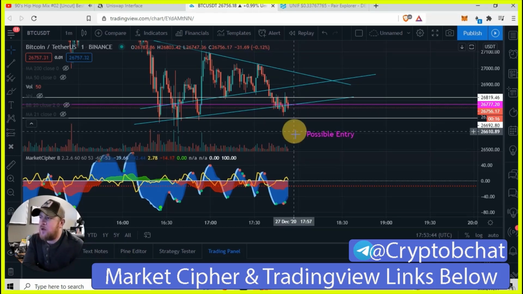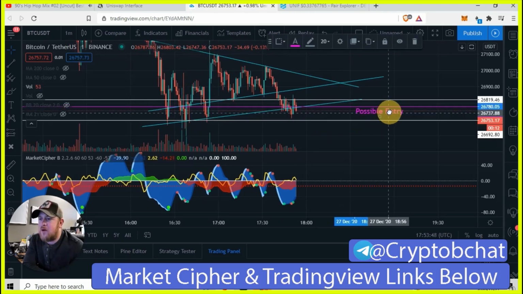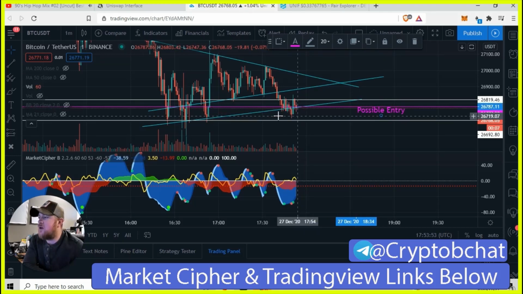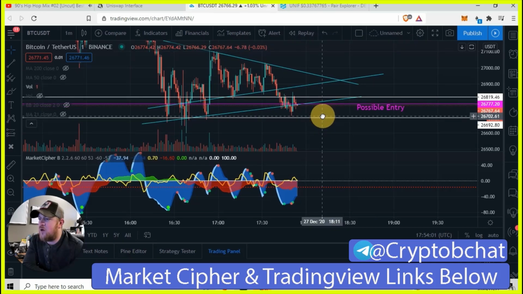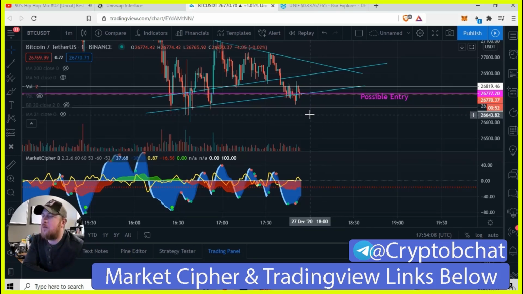So yeah, we keep looking at this possible entry. We'll move it back over to where it was, but it's kind of staggering around here. And what does it do when it does this? It's like a spring, winding up to make a move. I'm open to the upside. I don't want it to go any further to the downside. I don't see why it would unless money starts flowing into the altcoins, which a lot of people are talking about. But I'm hoping to get my entry here.